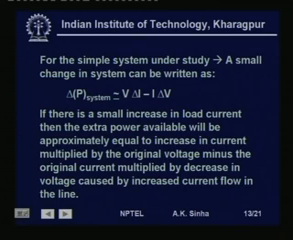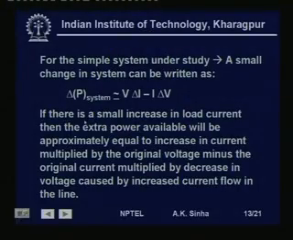This can be explained also from another point of view, that is, for this small system, that simple system under study, a small change in the real power for the system can be looked at as V into delta I, that is the original voltage multiplied by the change in current, minus the original current multiplied by the drop of voltage because of the increased current.